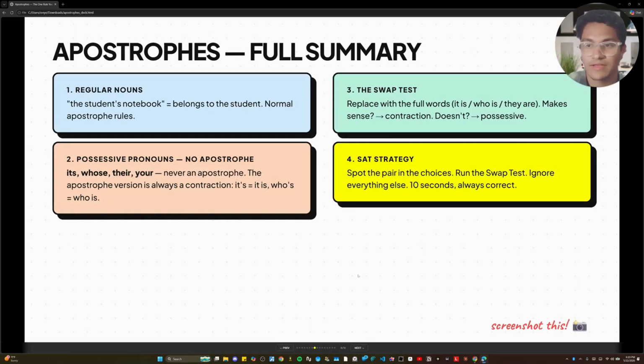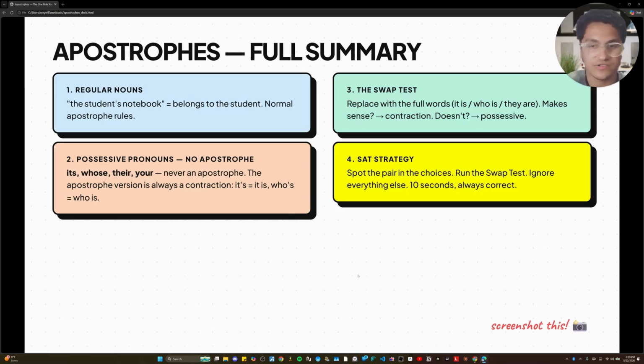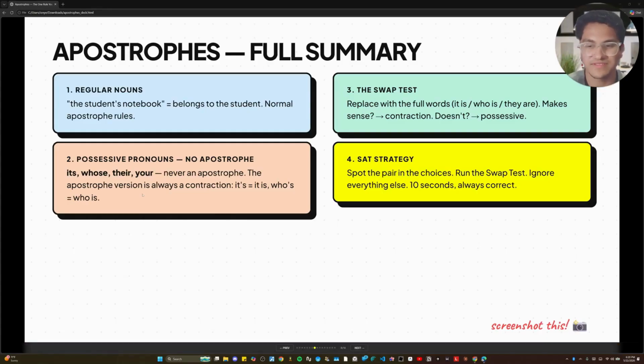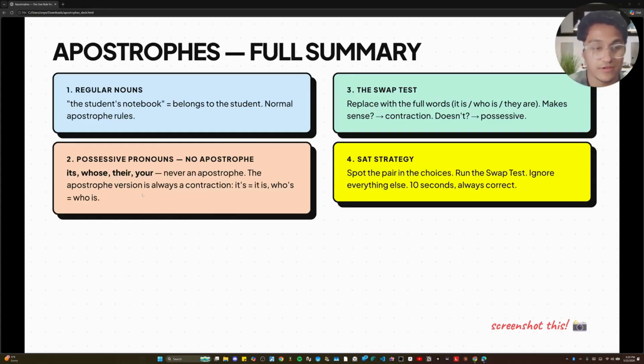Here's a quick full summary. For regular nouns, you're just going to add the apostrophe s. Everything's normal. You're going to be doing it so many times you're going to get used to it super fast. Then when you have possessive pronouns, you need to be careful. Its, whose, their are showing possession, but they don't need an apostrophe. And then if you're going for contraction, you're going to need to do the swap test to make sure you're truly getting the right option.